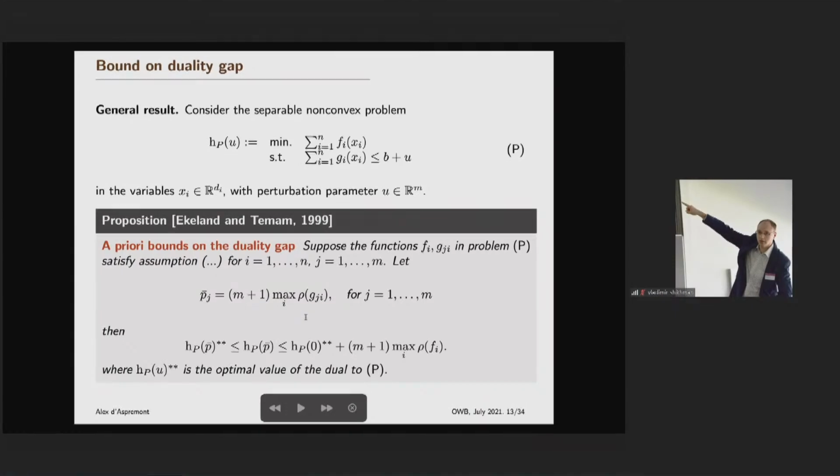So we have everything we need here. h_p** is something we can compute. m+1 is just the number of constraints. Max non-convexity is something we get from each function term. So we can quantify the gap very precisely. And we sandwich the original problem between two of these problems we can solve efficiently. Reconstructing primal solutions is another story, and I won't have time to discuss it at length today, but at least we get a bound, and a very explicit bound on the duality gap.